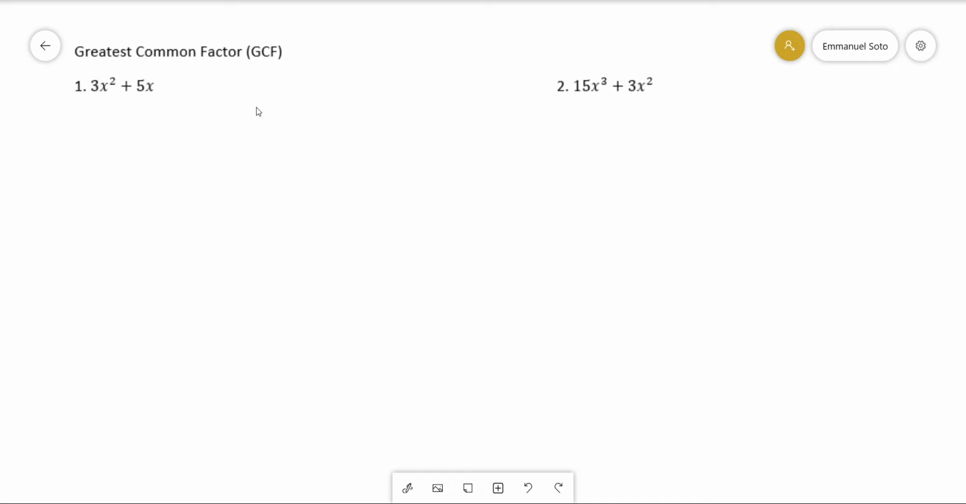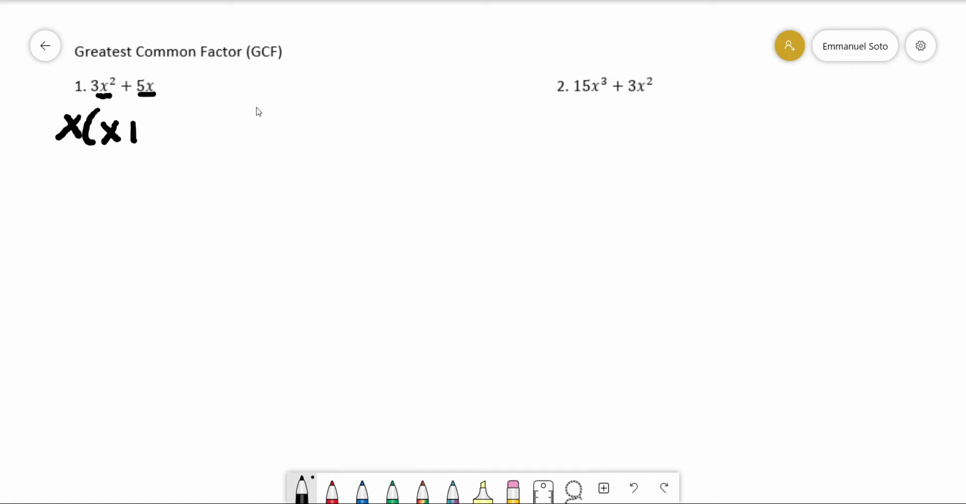So for example, in this case, the biggest number that goes into both 3 and 5 would be the number 1. So we can only pull out a 1 from 3 and 5. What about x squared and x? The biggest thing that we can pull out is x to the first power, because that's all we can pull out from this term, and we can pull out 1 from that term. So our greatest common factor is x, and so we're going to go ahead and pull out x.